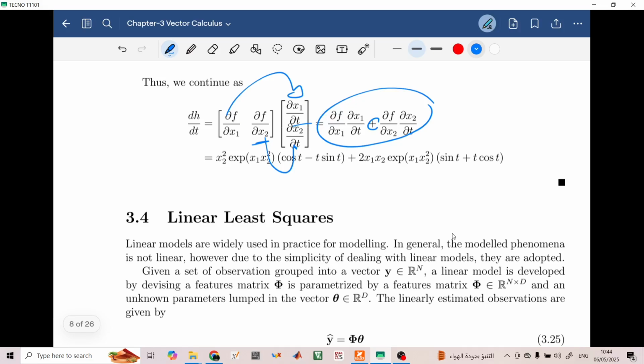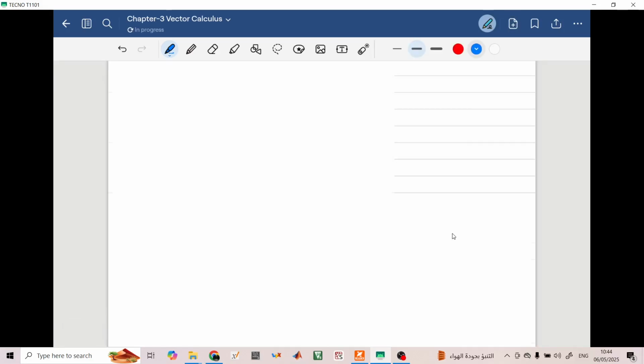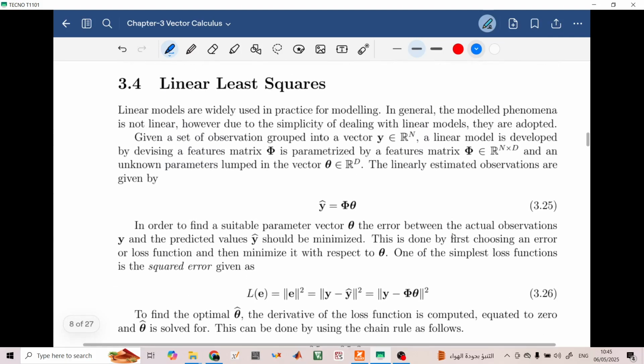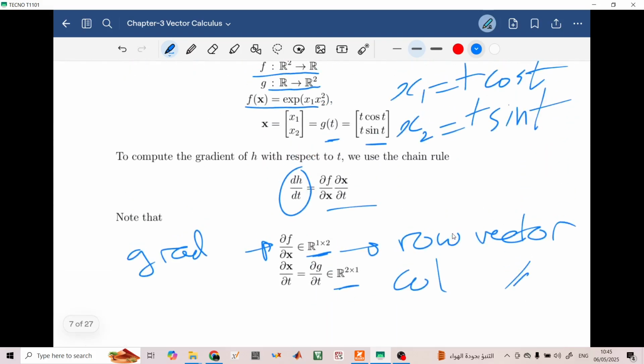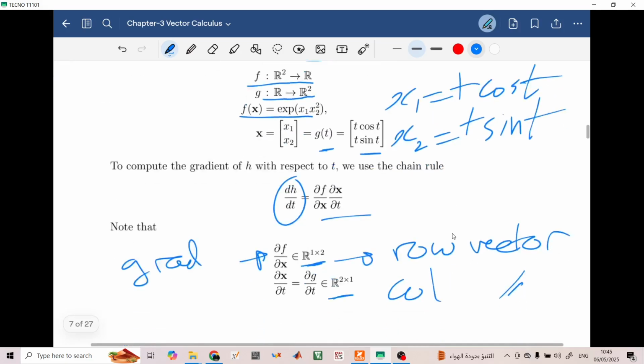Now let's write it down. I think we need to put it explicitly. Now let's again put the function. Let's write down the functions. So here we have f of x is exponential x1 x2 squared. x1 is t cosine t, x2 is t sine t. Okay, let's write them down.